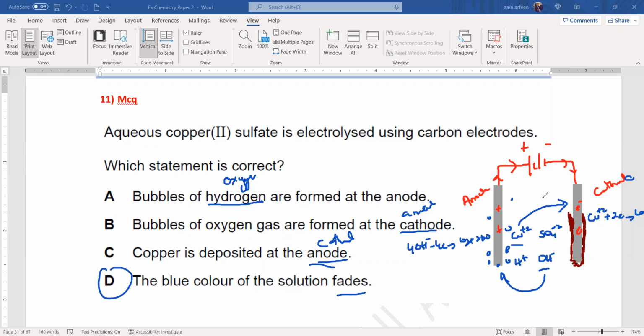Why will the blue color fade? Because the amount of copper ions in the solution decreases. As the number of copper ions decreases, that's why the solution color will get lighter, or it will fade.